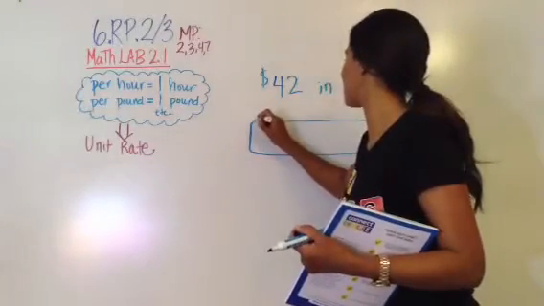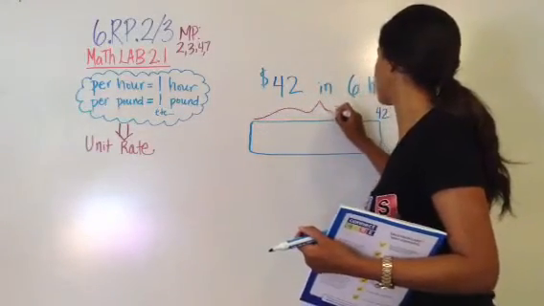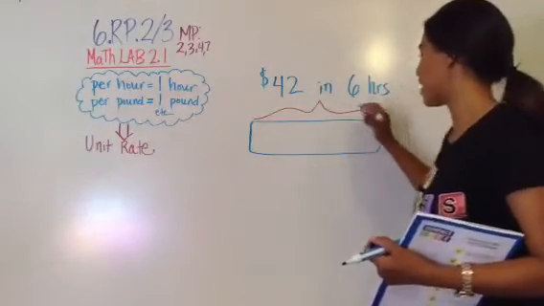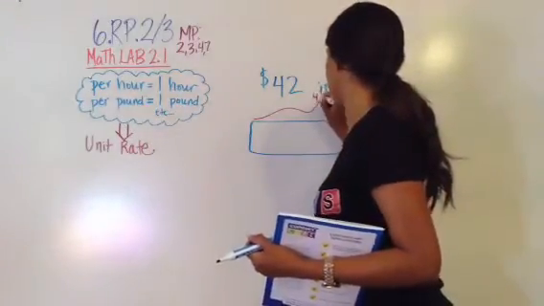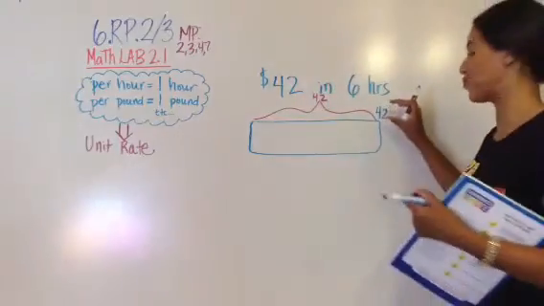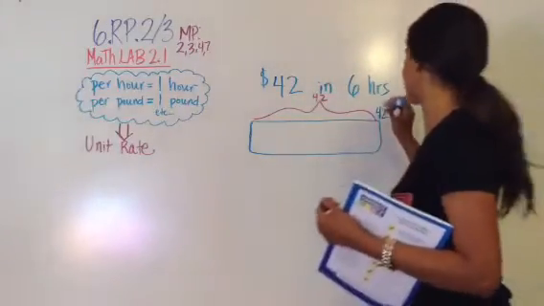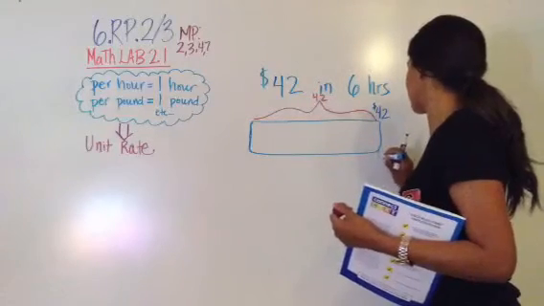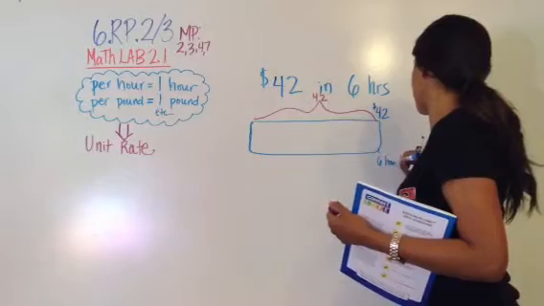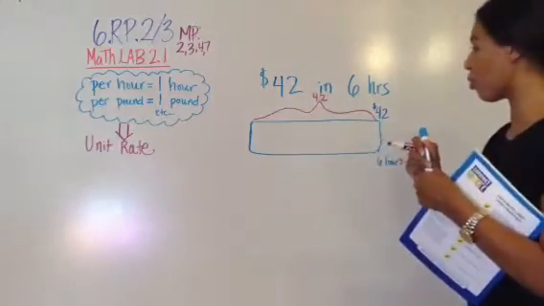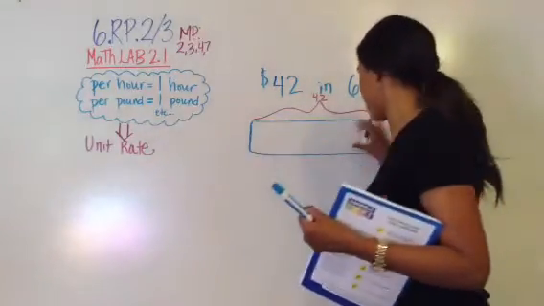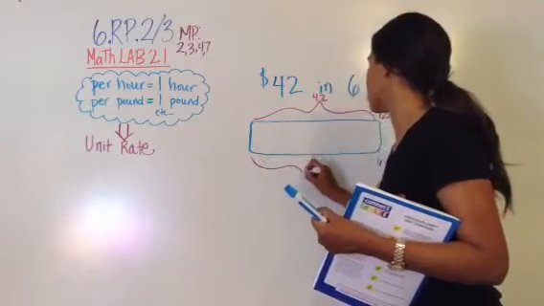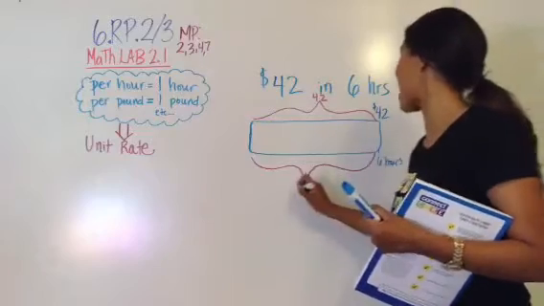And I'm going to be honest with you. For me, I have this thing about putting it at the end. I understand this helps too. But I also write it here. So $42, and I'll tell you why later. You'll see why. In 6 hours. So I have this here, 6 hours, all right? But essentially, this whole same bar can be thought about $42 being the whole, but in 6 hours.